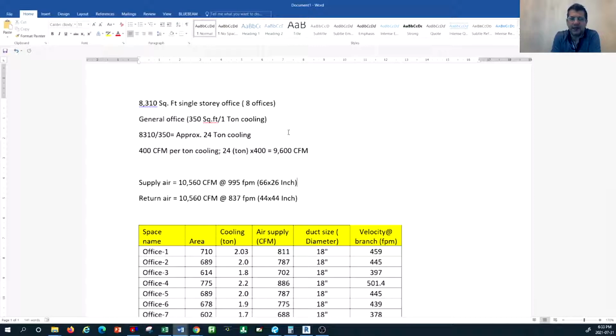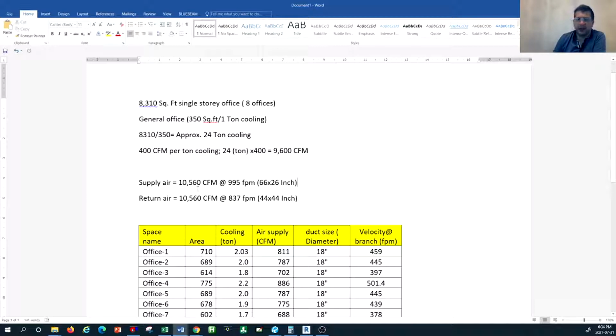So for calculating your maximum air supply required for a building, you have to focus on the cooling load of a building. And now, assuming that for every ton of cooling, you need approximately at least 400 CFM per ton of cooling, then for 24 tons of cooling, I can conclude that I would need approximately 9600 CFM of air. And based on that, I come up with an equipment that has about 10,560 CFM capacity.